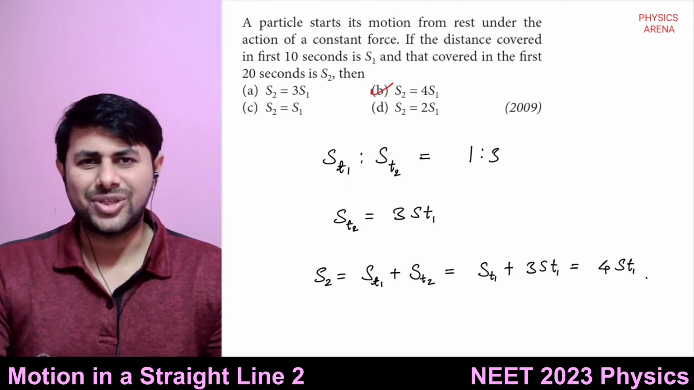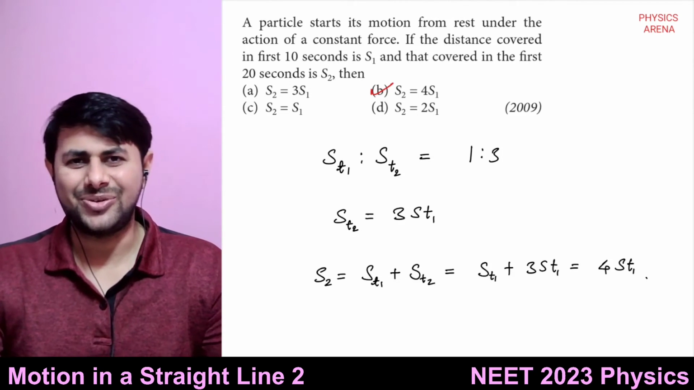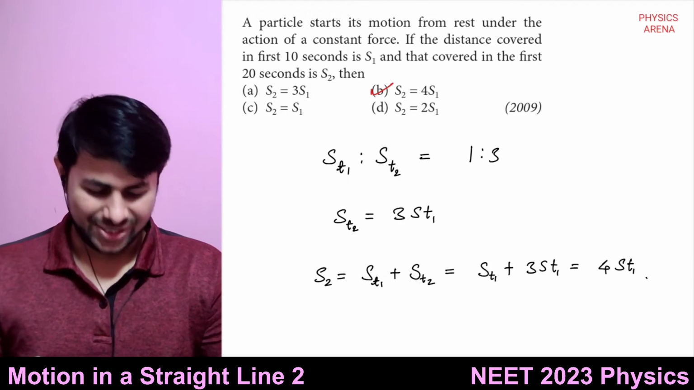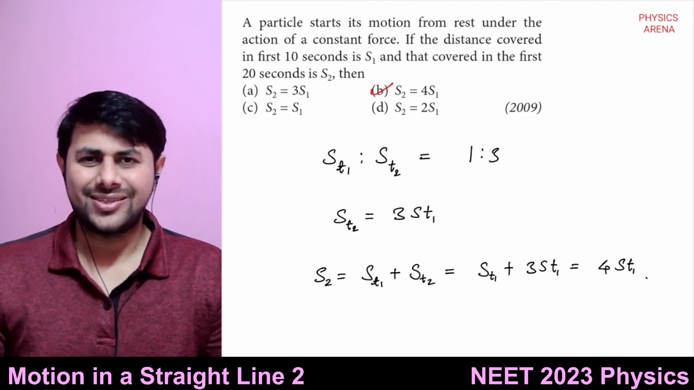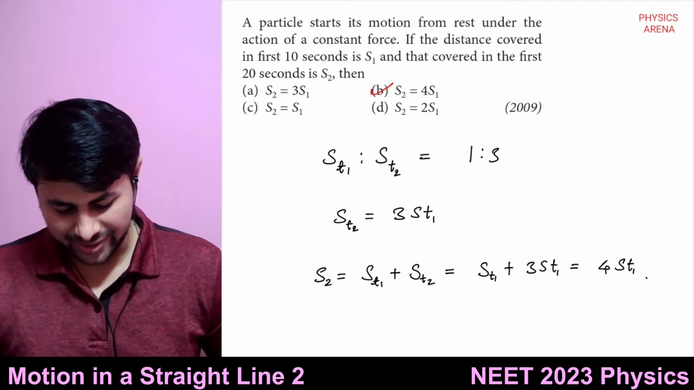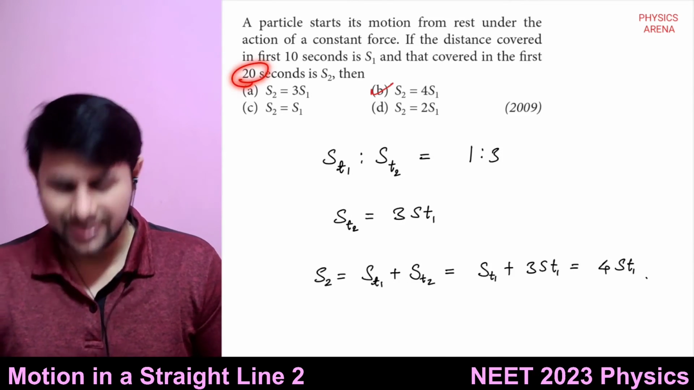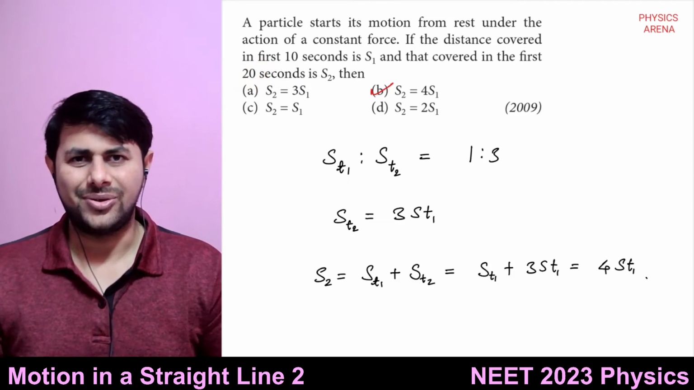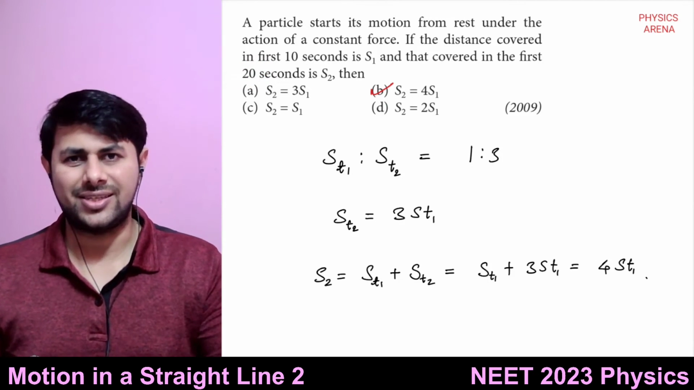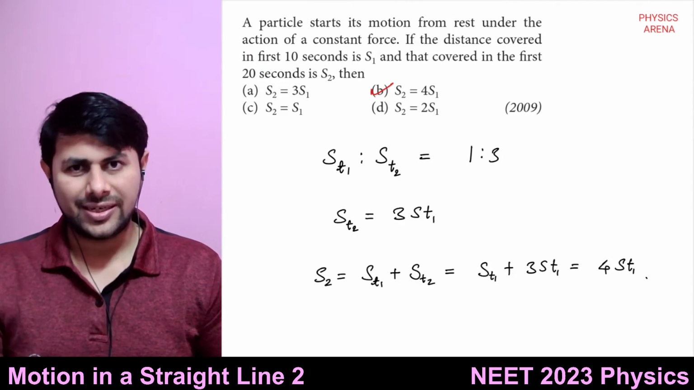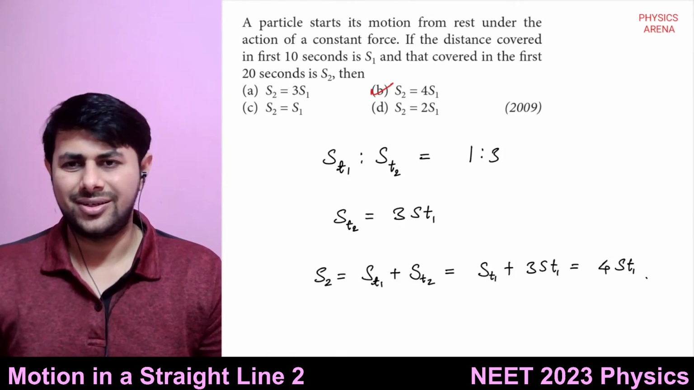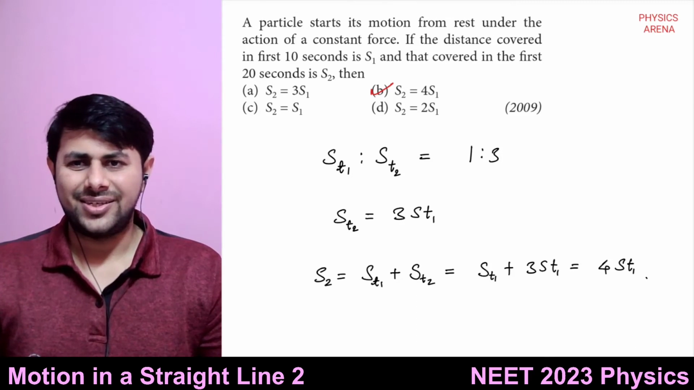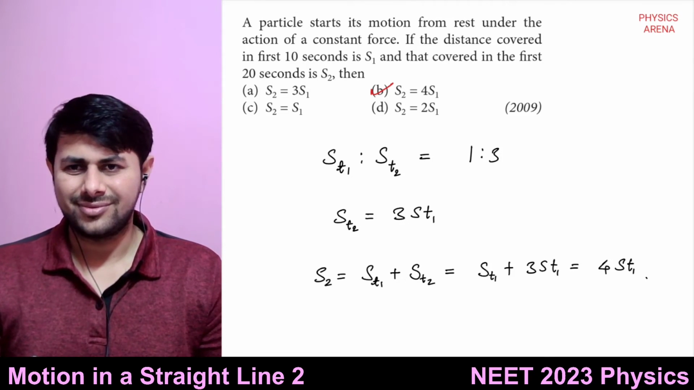Reading the question properly, understanding the question is important. Sure, it is based upon Galileo's law of odd numbers, but there is a catch. They are saying 20 seconds, not next 10 seconds. So it is first 20 seconds. That means distance covered in first 10 seconds plus distance covered in next 10 seconds. Total of that. Right? Simple?